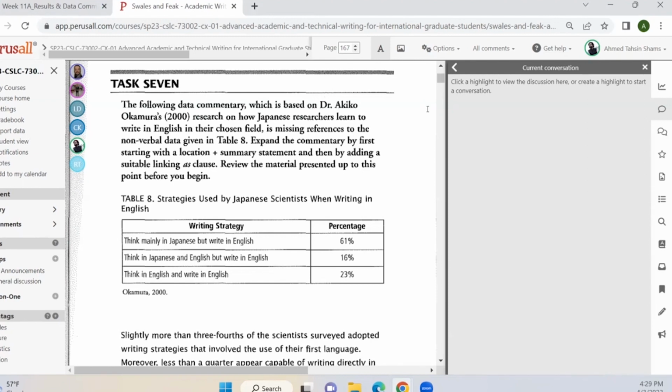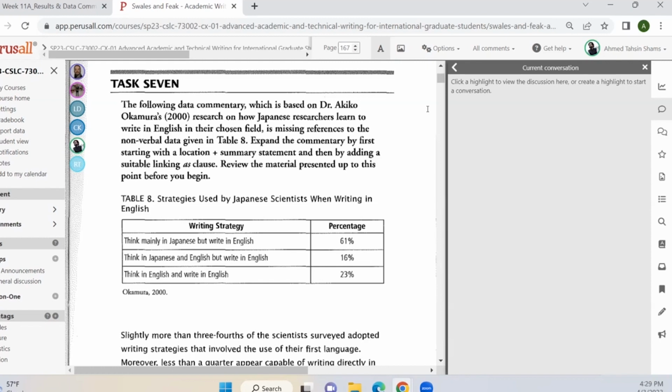Just giving you some heads up on this same task, which is a continuation of this. We don't need that right now. In case you think the passage started with a highlighting statement, it actually started with the summary statement, which is in task 7. Let me read that for you. The following data commentary, based on Dr. Akiko Okamura's research on how Japanese researchers learn to write in English in their chosen field.